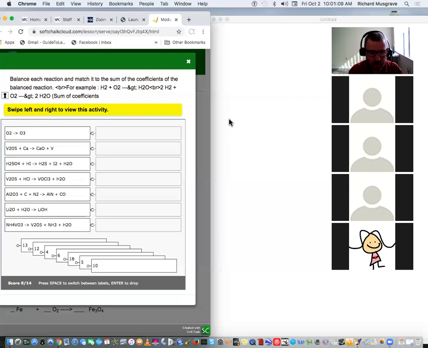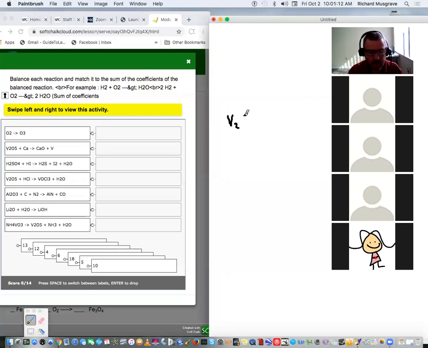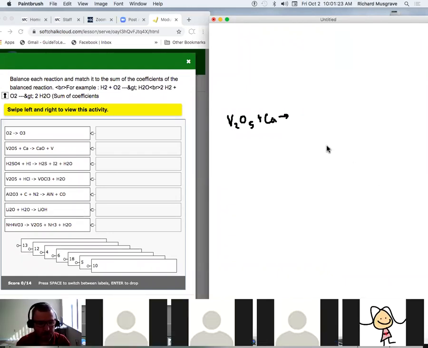We'll look at number 2 here, the second one. So V2O5 plus Ca gives CaO plus V. The idea of balancing, of course, is to make sure that all the elements on both sides of the equation have the same number of elements. So we've got V2O5, that means there's two V's, and I could balance those two V's by putting a 2 in front like that.